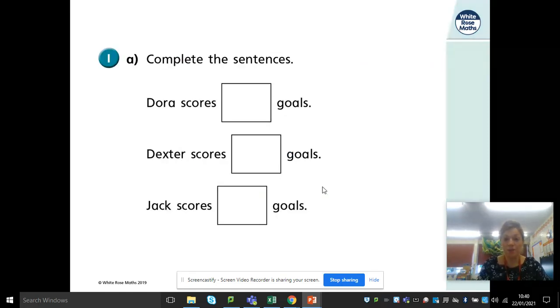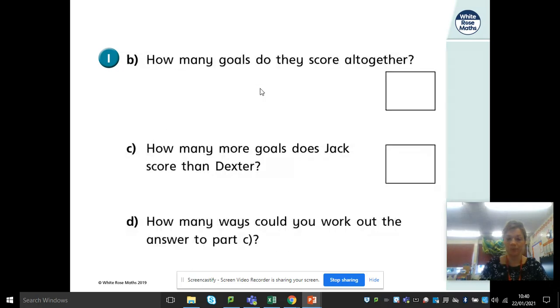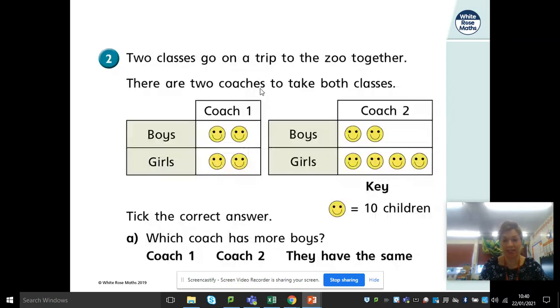Okay, then what I want you to do is complete the sentences. So we've just been through Dora and how many goals she scored. So you need to write the answer in the box here. Okay, how many goals do they score all together? So you need to add up everybody's goals. How many more goals does Jack score than Dexter? And how many ways could you work out the answer to part C? Okay, so you need to have a little go at analysing the information that you've been given and finding out what information that is telling us.